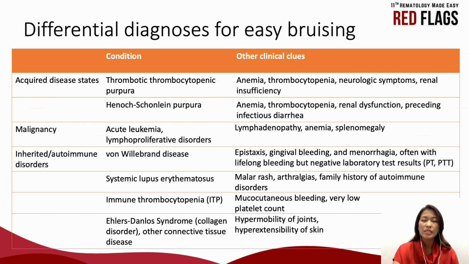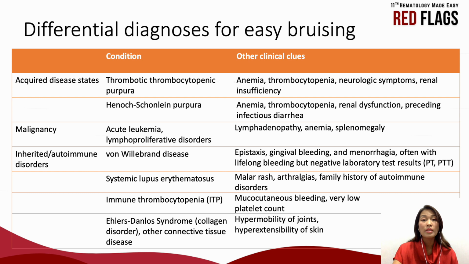If the easy bruising is associated with malar rash, arthralgia, oral ulcers, or a family history of autoimmune disorders, then consider systemic lupus erythematosus. Other connective tissue disorders and collagen disorders like Ehlers-Danlos syndrome should be suspected if there is also hypermobility of joints and hyperextensibility of the skin. And lastly, immune thrombocytopenia is the most common cause of isolated thrombocytopenia in clinical practice, and it presents with mucocutaneous bleeding.